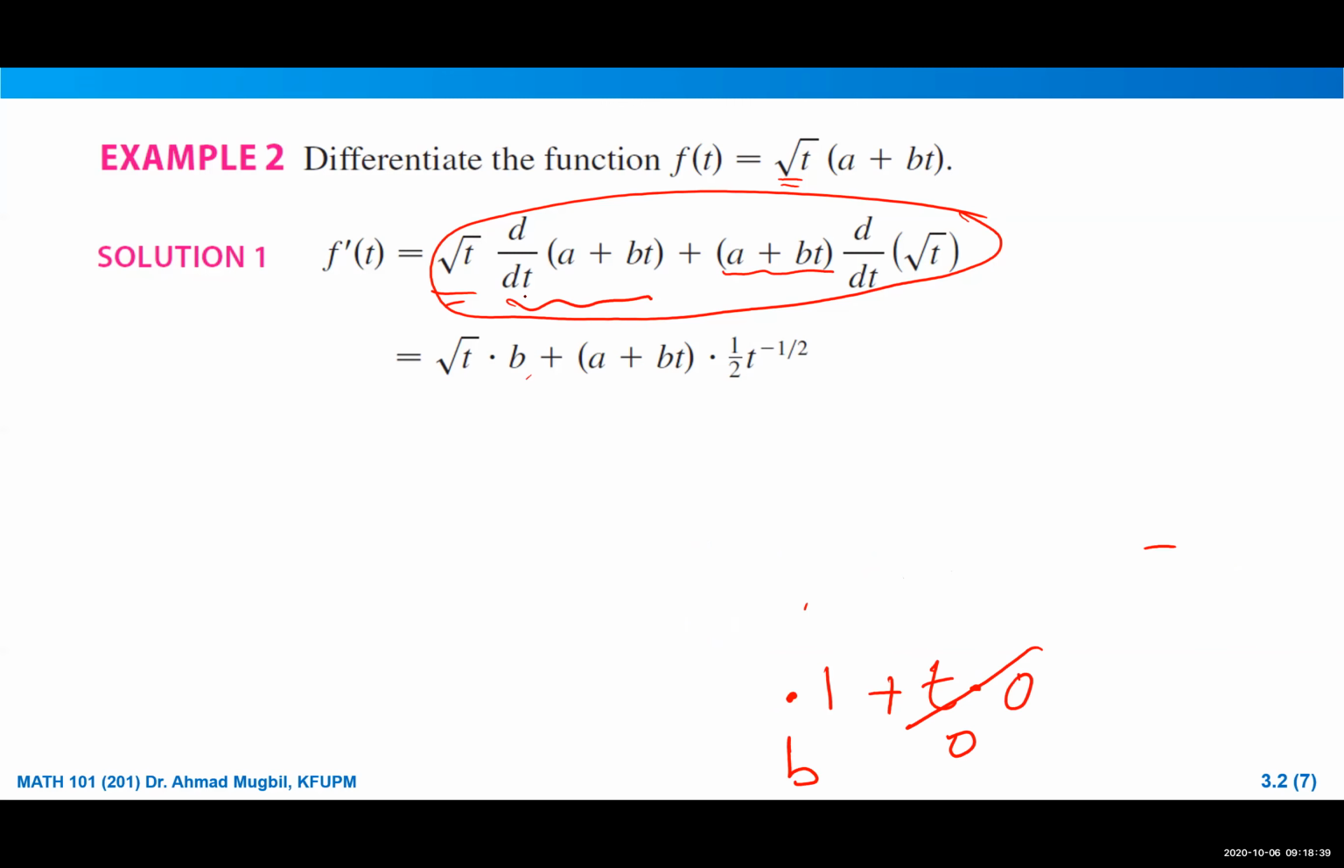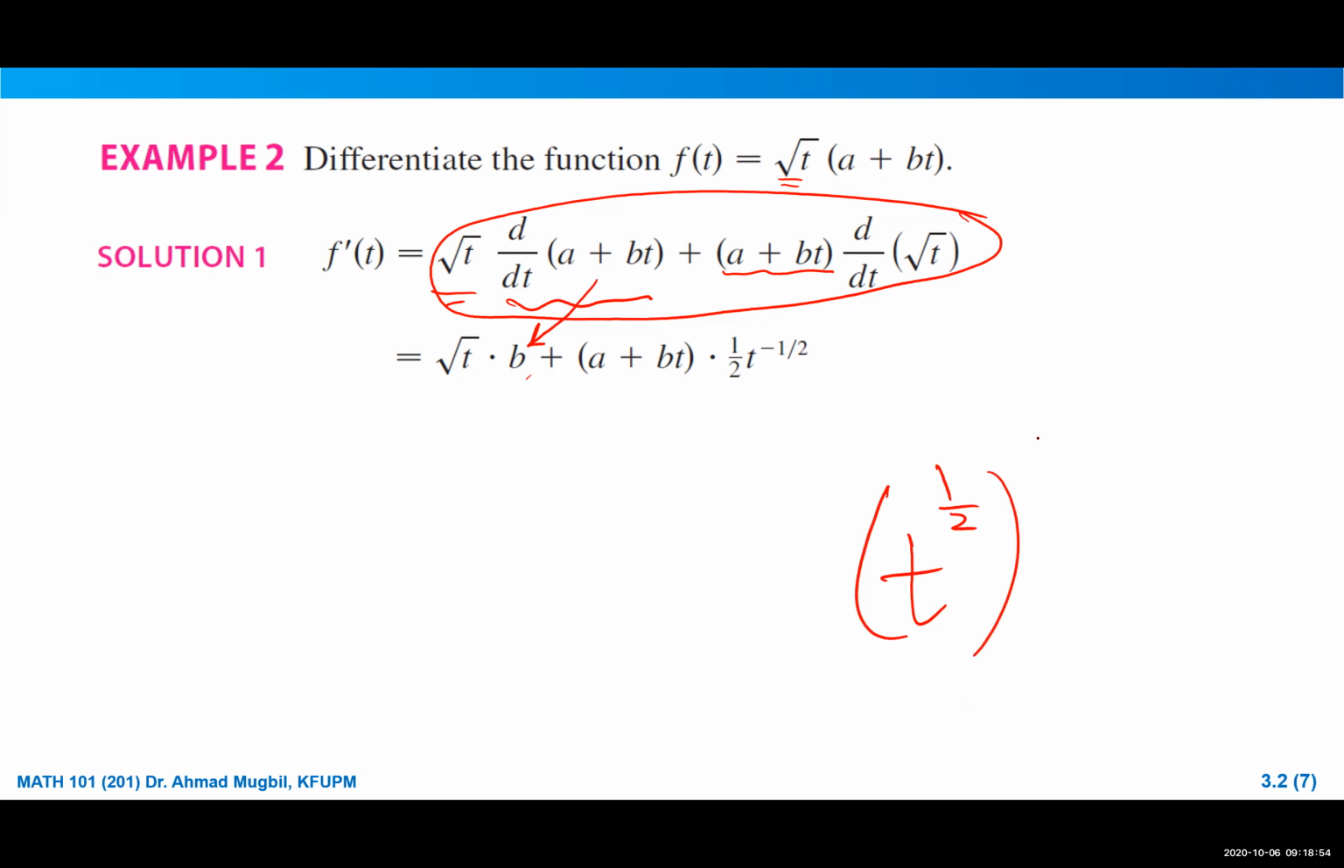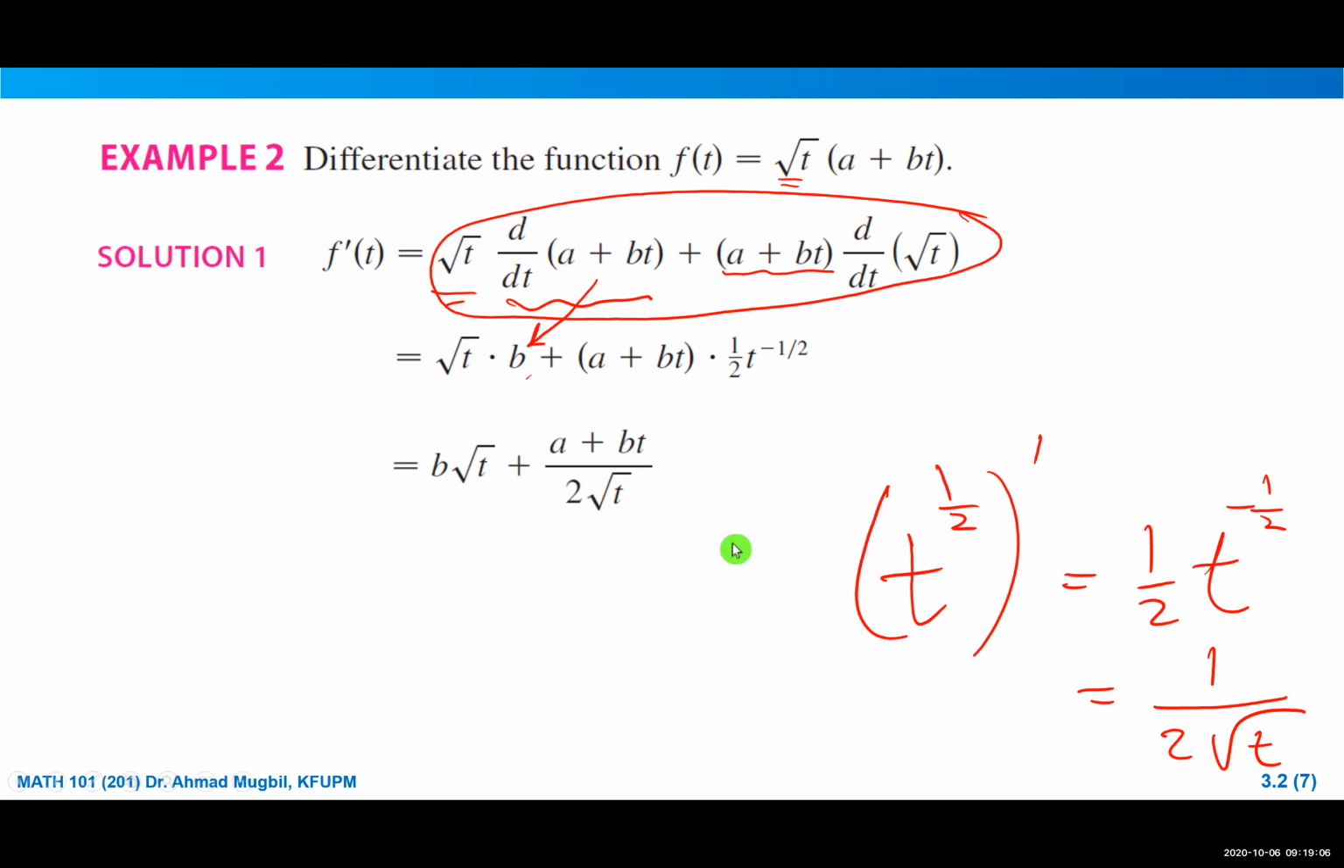I said the first one multiplied by the derivative of the second one, which is b, plus the second one multiplied by the derivative of square root of t. And you know what square root of t is? Square root of t is just t to the power one half. So when you differentiate it with respect to t, it will be one half t to the power one half minus 1, which is negative one half. Here it is, which you can write, of course, as 1 over 2 square root of t. Now this is the derivative of the second. Now it is a matter of simplifying.